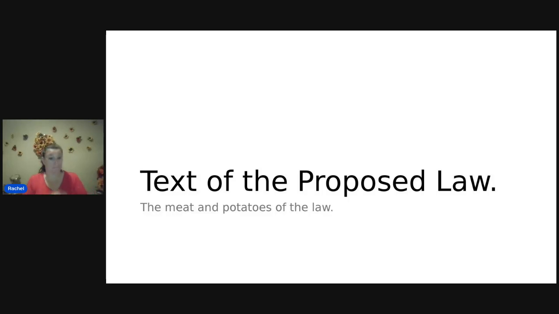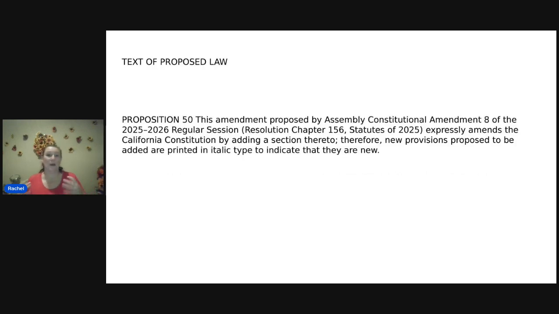All right, so let's look at the text, or as we put here, the meat and potatoes of the law. So, Proposition 50. This amendment proposed by the Assembly Constitutional Amendment 8 of the 2025-26 regular session. So basically they're saying the legislators voted on this. It expressly amends the California Constitution by adding a section thereto, therefore new provisions proposed to be added are printed in italic type to indicate they are new.